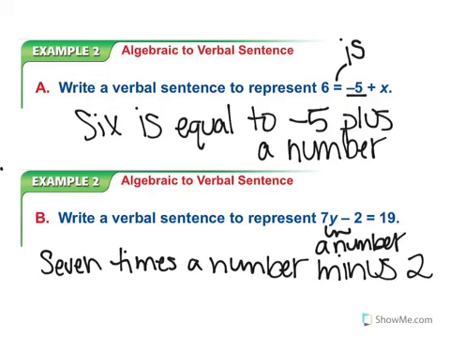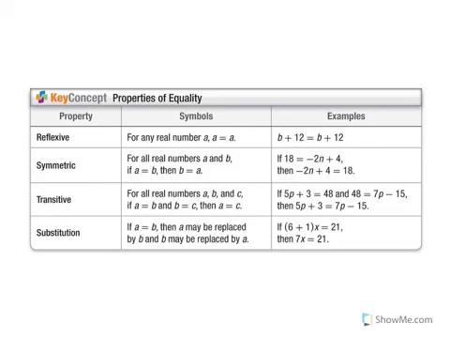And in this case, we don't have to say is equal to, we can just say is 19, and that gets our point across. So 7 times a number minus 2 is 19 would be a correct answer. Now you try an example. Now let's talk about some properties of equality.